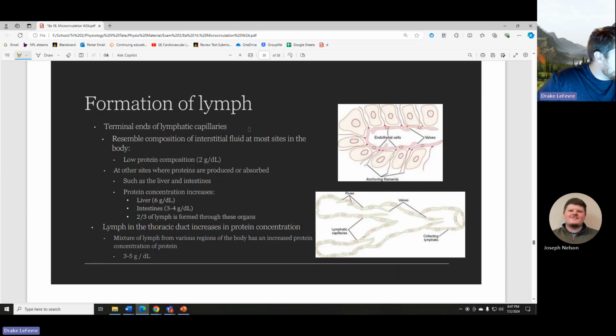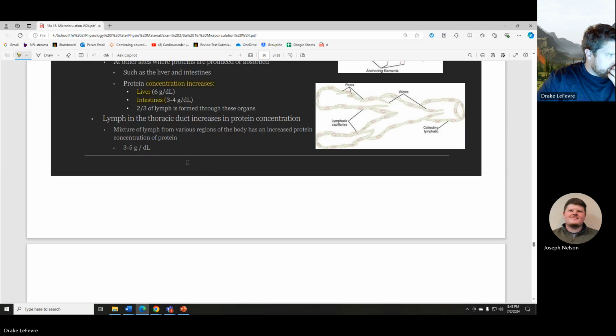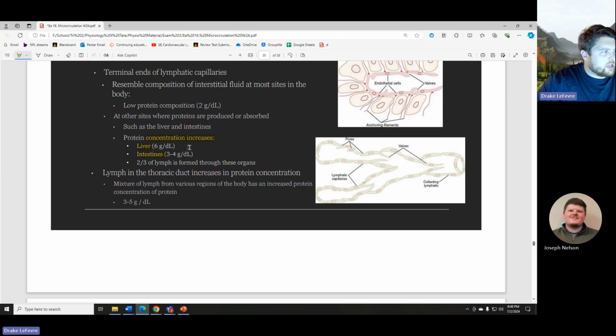The formation of the lymph. This talks a little bit about the protein stuff. Most of the protein stuff isn't heavily tested. What I'd focus on is when the concentrations increase, like with the liver and the intestines. That makes sense. The protein concentration increases with the intestines. If we think about our chylomicrons or fatty acids, they flow into the lymph.